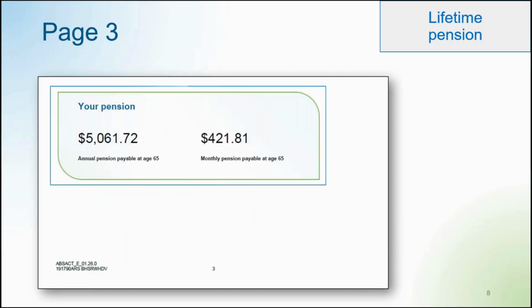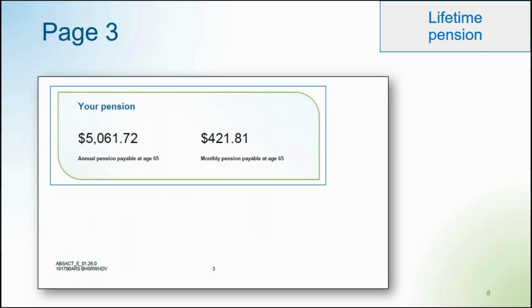The accrued pension is front and center, as this is the information that members usually want to know first. The statement shows Christina's accrued pension, payable at her normal retirement age, which is age 65, first as an annual amount, which is $5,061.72, and then as a monthly amount, which is $421.81. If you're focused on the monthly amount, let's remember that Christina is age 37 and has been in the plan for 5 years, so not very long.